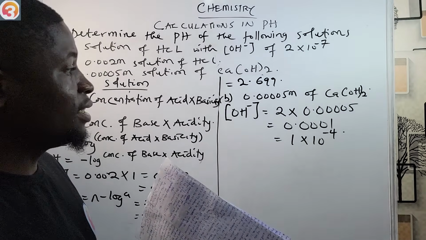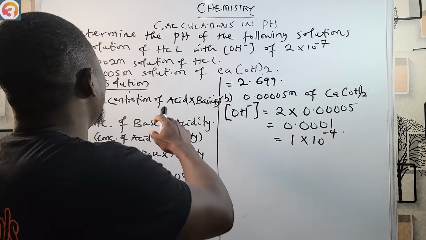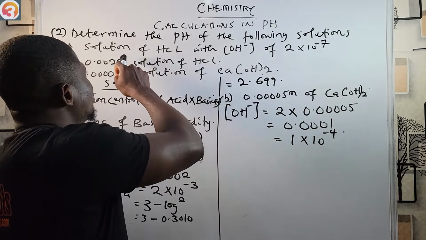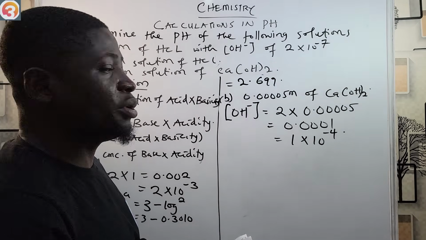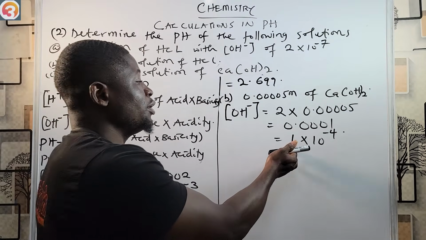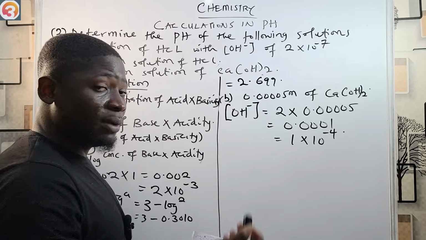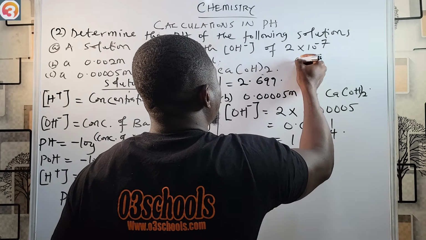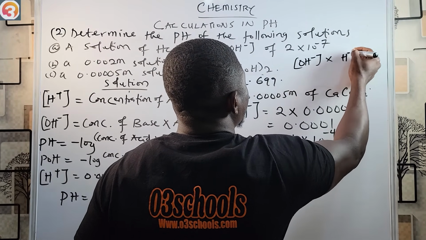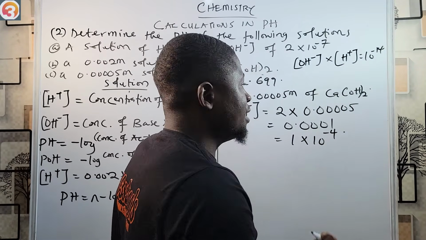Now that we know our hydroxide ion concentration, we can look for the pH. Remember, we are not asked to look for the pOH here. We are told to determine the pH of the solution. It's pH you're looking for. So you can look for the pOH first, then subtract from 14. That will work. Or we can use the formula that says the hydroxide ion concentration times the hydrogen ion concentration is equal to 10 to the power minus 14. All right, this can work.